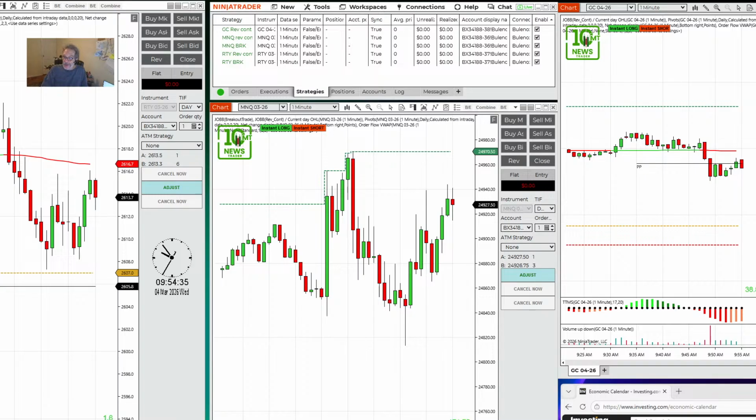Now, gold's in the middle of magnets. Might not be a bad magnet for ISM services.